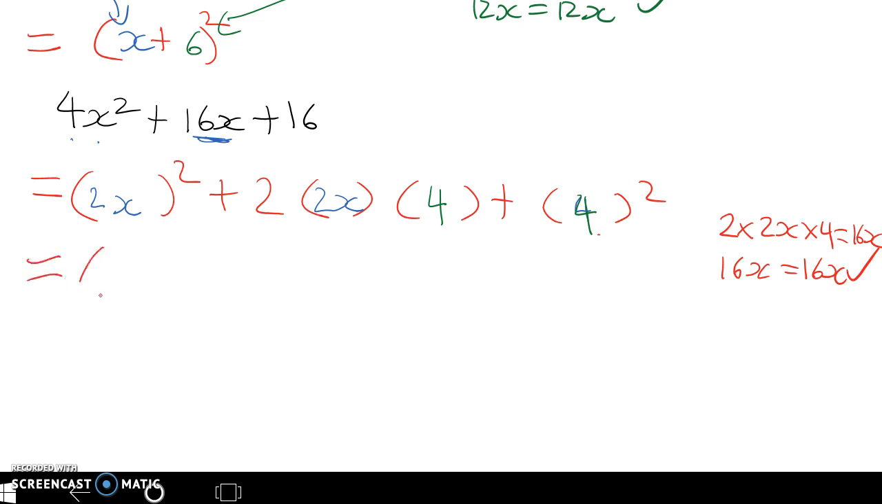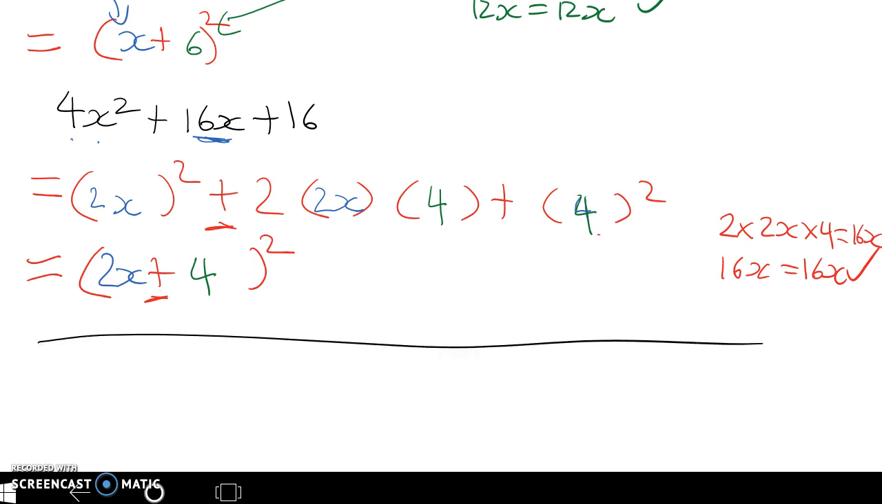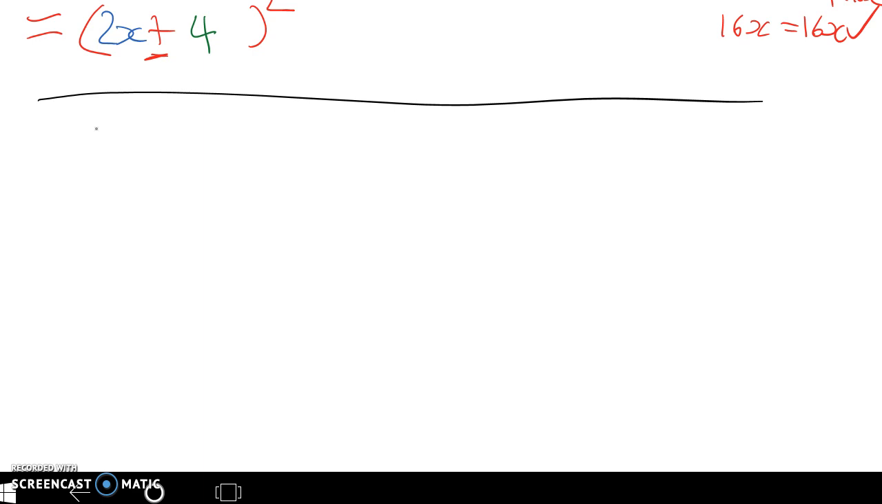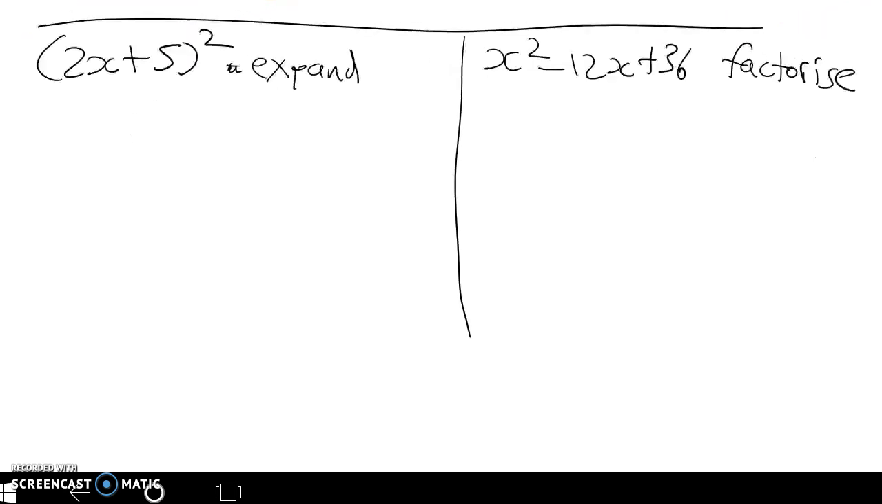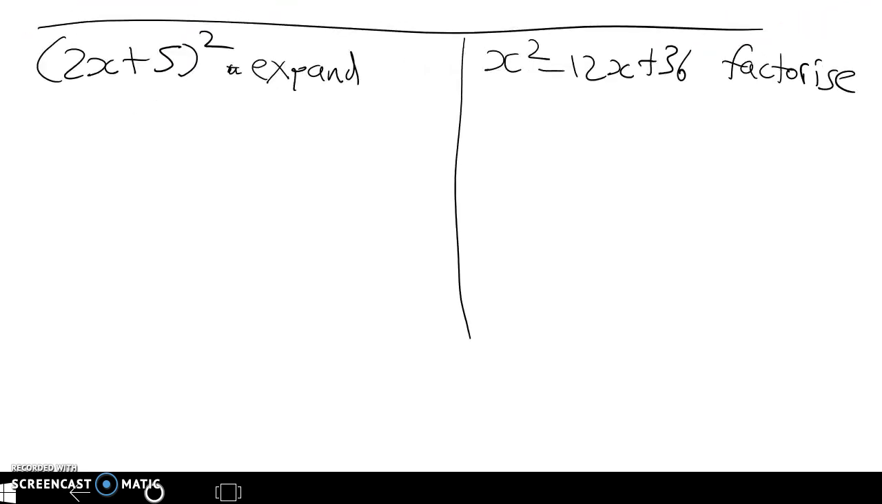So this tells me that this is perfect squares, and I have my first number out the front, plus, because that is a plus, the second number, all squared. And that is the final answer. Now we'll do some examples. We have 2x plus 5 squared, which we want to expand. And then we have x squared minus 12x plus 36, which we want to factorize. Pause the video and come back in a moment after you've attempted these questions, and we'll go through the solutions.